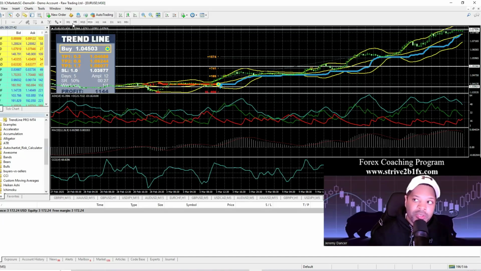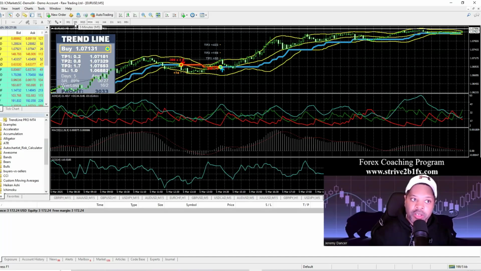So if you use this indicator, make sure you look at different time frames and you go with the time frame that has the best win ratio. So for now, I'm keeping the Euro US dollar on the 5 minute time frame.